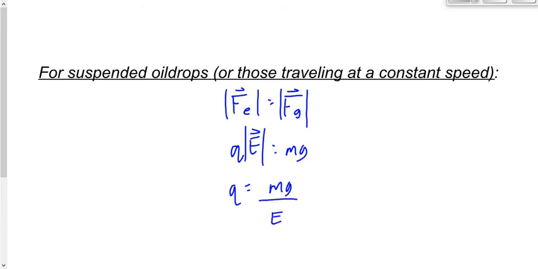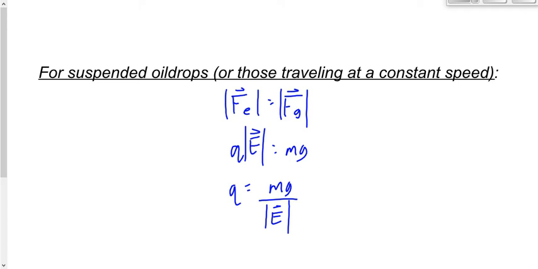If we solve for Q, what are we solving for? What variable is Q? Somebody's going to tell me charge. It's charge. Yeah, it is charge. Charge of what? Yep. The charge of an oil drop. Good. Not the charge of an electron, but the charge of an oil drop. So why do we want to find the charge of an oil drop?